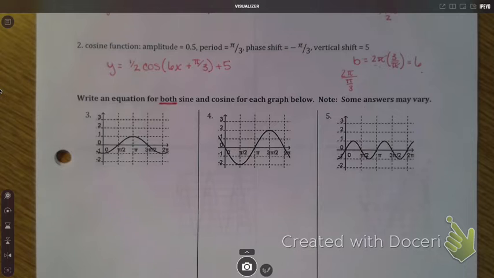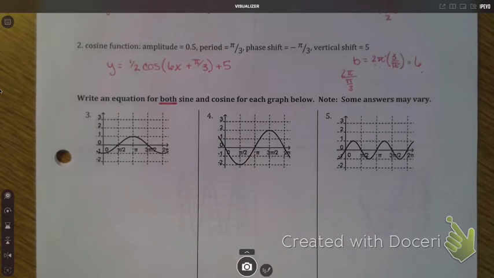Okay, so there are things that are always going to be the same. The period is always going to be the same for sine and cosine. So that means B would be the same, correct? Yeah. Okay. K, vertical movement, always going to be the same. Amp will always be the same. But what's not going to be the same?